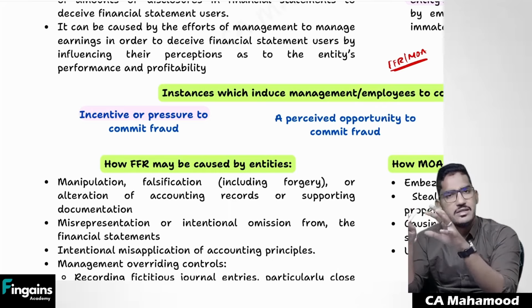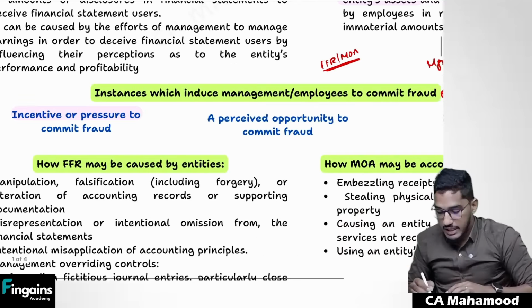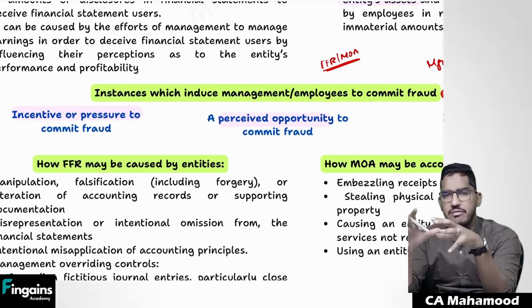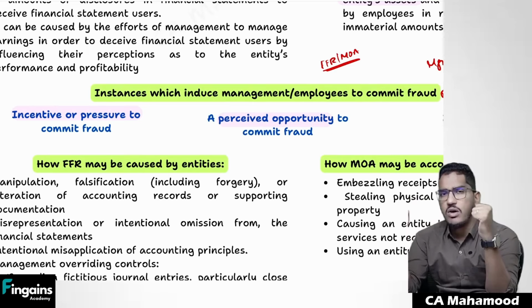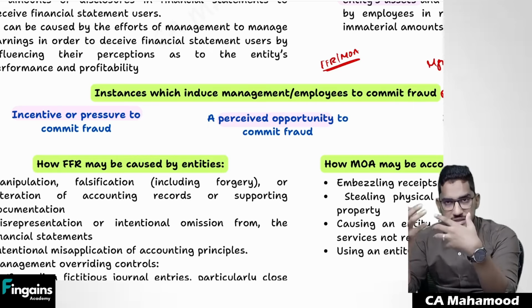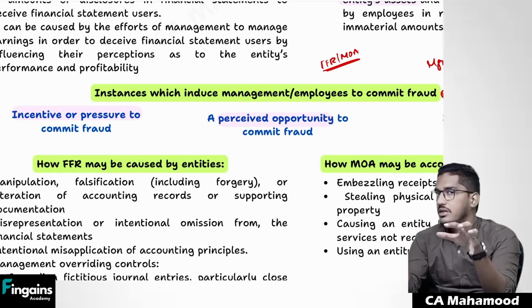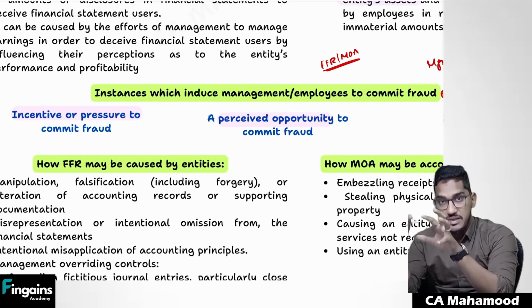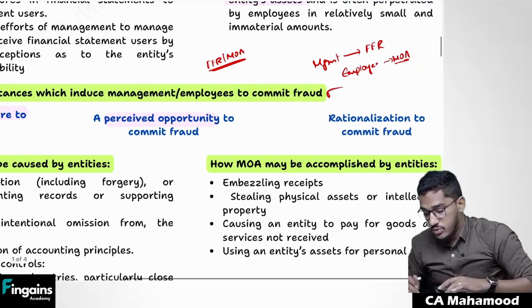Next one. Having an incentive and pressure alone will not be enough. There should be an opportunity also. For example, an employee is having a lot of pressure to steal the assets of the company, but the company is having a strong system of internal control. Do you think fraud can happen? No. So there should be some opportunity, like a weakness in the internal control. So there should be incentive or pressure, supported by a perceived opportunity.